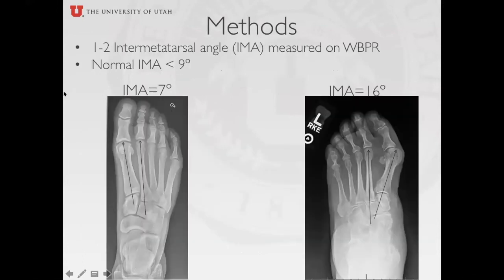And then we took measurements for the 1-2 IM angle on weight-bearing plain radiographs. Just for a little background, normal IM angle is less than 9 degrees. You can clearly see the picture on the left has a normal IM angle of 7. And the picture on the right is actually the patient that we showed at the beginning. So an IM angle of 16, again, with that rotated metatarsal head showing that rounded lateral side.